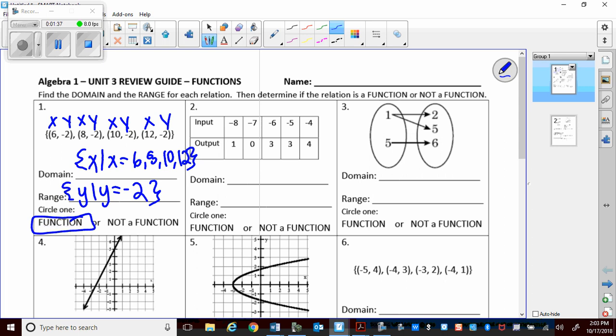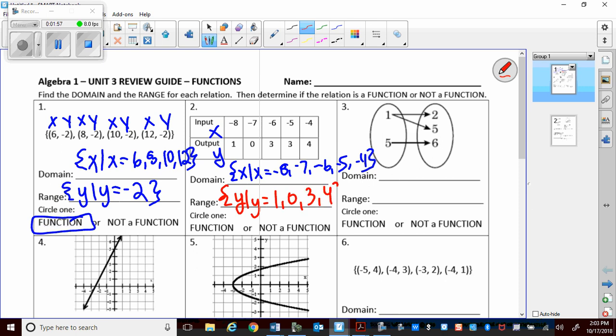Next one, inputs are X values. These are Y values. So I say curly bracket, X bar, X equals, -8, -7, -6. Close the curly bracket. My range, curly bracket, Y bar, Y equals. Why do I only have 4 Y values? There's a repeating value. Is this a function? Yes. No X values repeat, right? So far, so good. Who's going to pass the test? You're feeling good about this? Please pay attention. You'll pass the test.